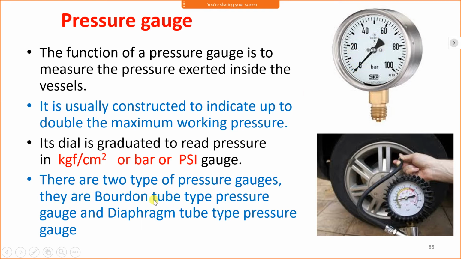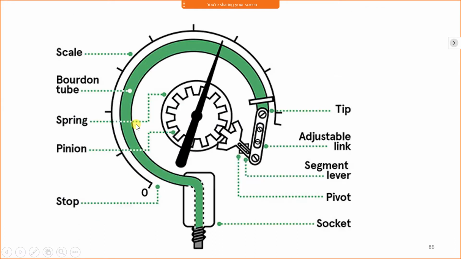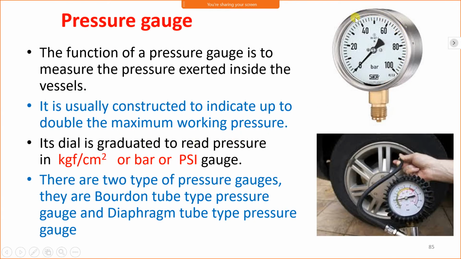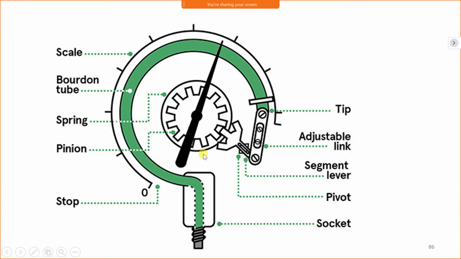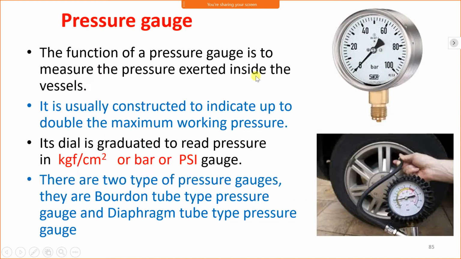There are two types of pressure gauge: the Bourdon tube type pressure gauge and the diaphragm type pressure gauge. But in this case, we will see the Bourdon tube type pressure gauge. It consists of a circular outer casing. Look here, this is the circular outer casing which carries a calibrated scale, meaning a reading. Here you can see 20, 40, 80, 100. These are the calibrated scale.